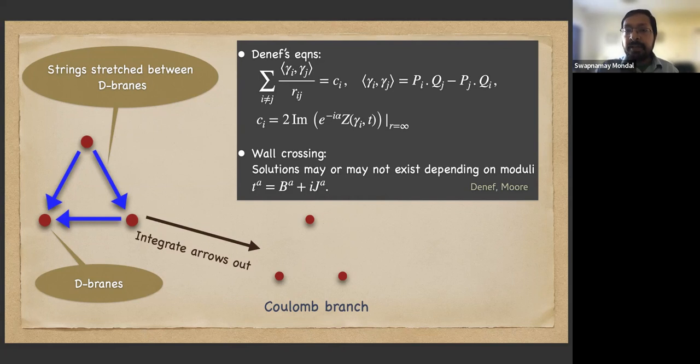This phenomenon is called wall crossing. That is, you change the moduli T, and suddenly you encounter a kind of wall beyond which a bound state that existed on this side of the wall ceases to exist on the other side of the wall. Or it might be the opposite way. So these are called wall crossings. Questions?